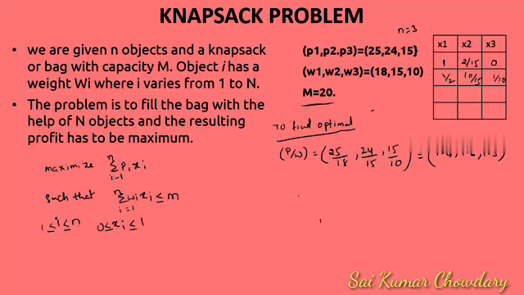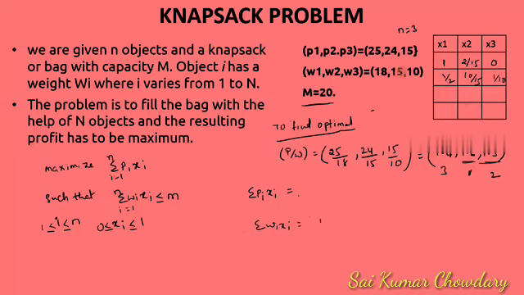Now after finding profit by weight ratio, you need to take the objects in descending order of their profit by weight ratio. So the object with the highest profit by weight ratio, you will take first. Among these three, the highest is 1.6. So I'll take object 2 first, then object 3 next, then the first object. Like this I'll take, and I'll write here WI into XI.